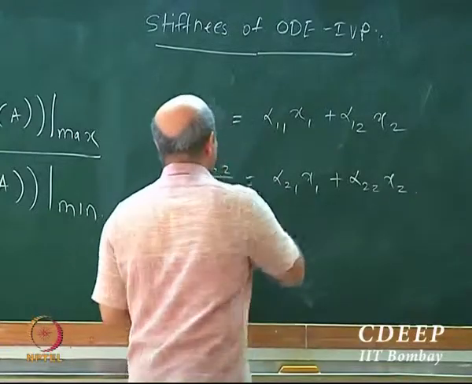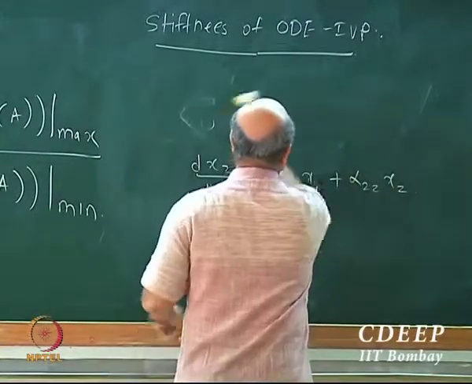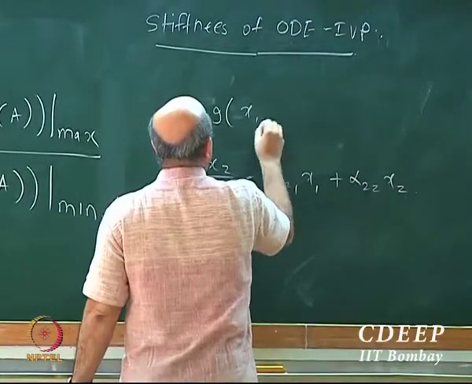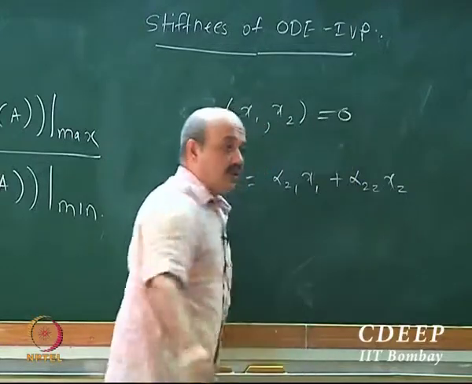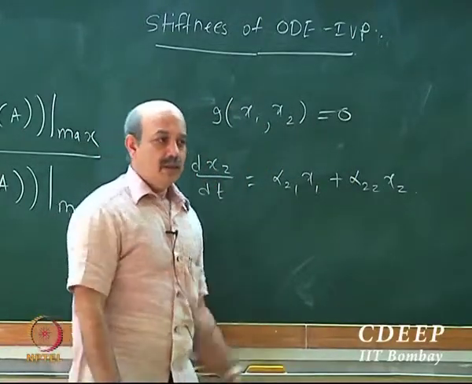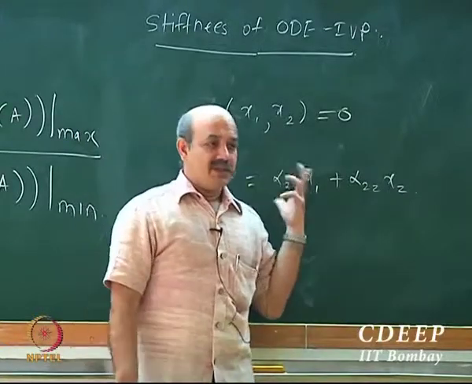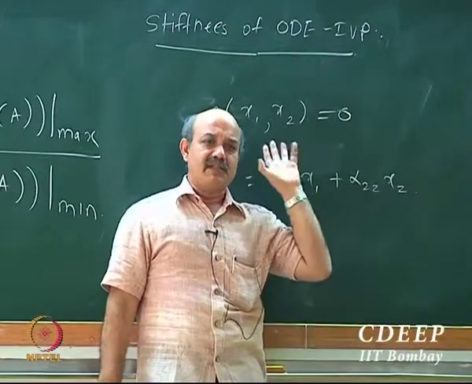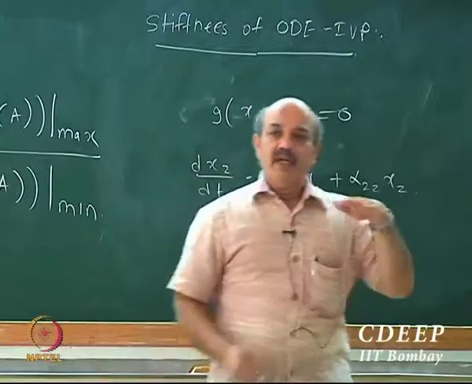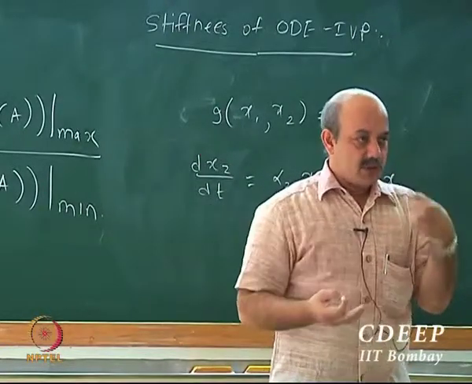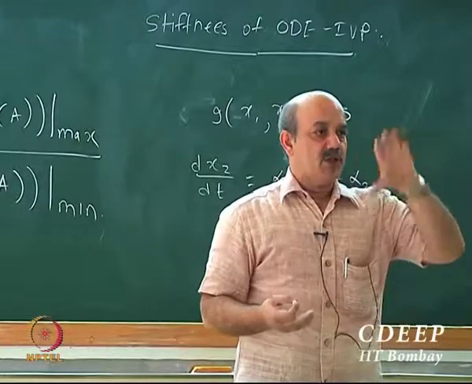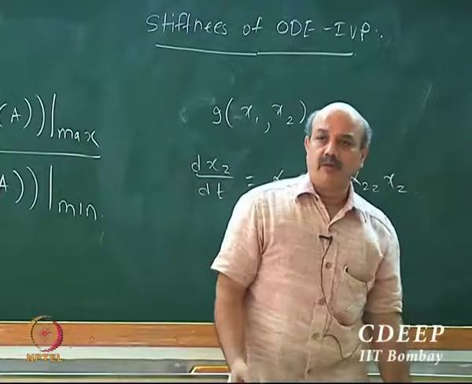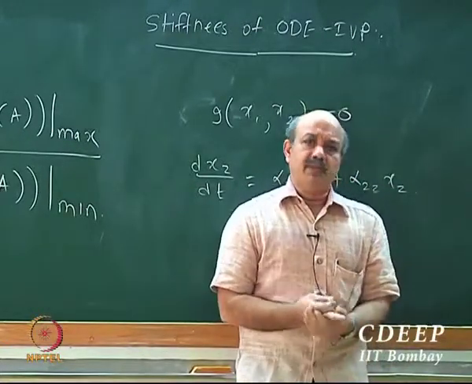What if this is not the case, but it is some g of x1, x2 equal to 0, which is likely to be the case in a chemical engineering system, some nonlinear function? Algebraic constraints of this kind in chemical engineering systems arise because of thermodynamic equilibrium. The concentrations of the vapor phase and liquid phase are at thermodynamic equilibrium. Actually, when you say that, it is a simplification.